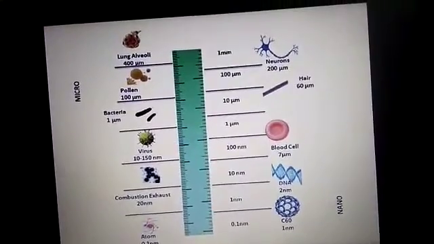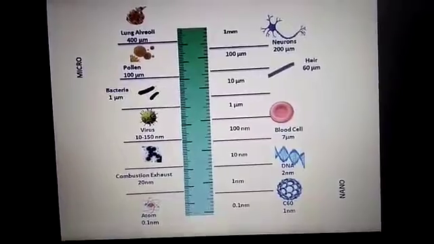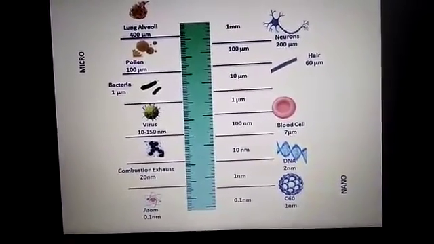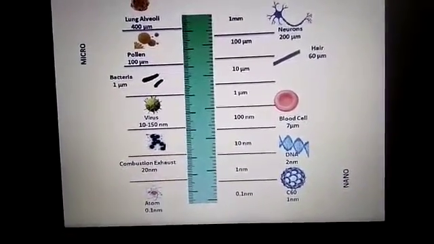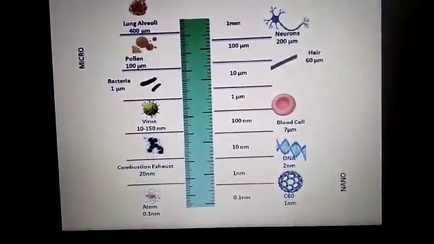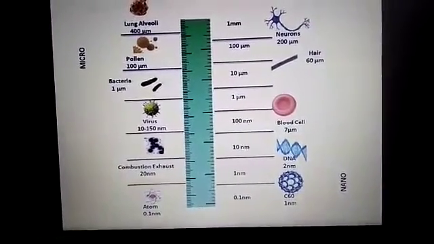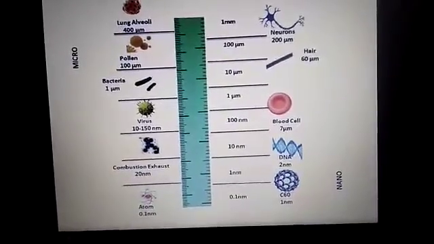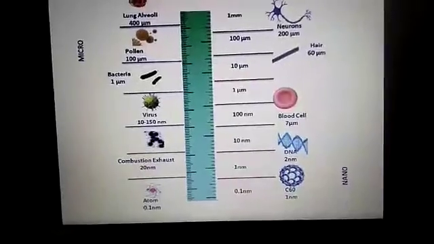See, lung alveoli, pollen grains, bacteria, virus, combustion exhaust, that is pollution, and atoms. In chemistry we discuss that only. Then neurons, hair, blood cell, DNA, C60 carbon. So these are about cell sizes.